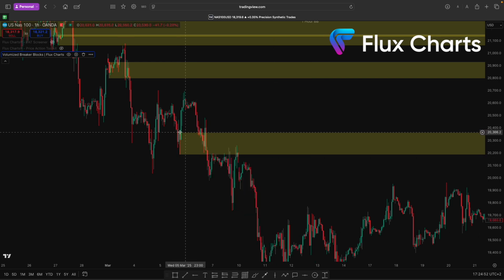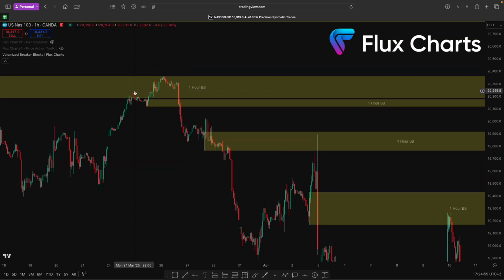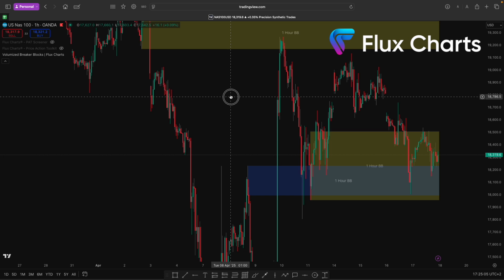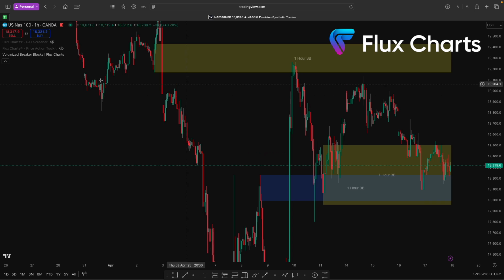Same with this example. Breaker block was created, broke through, retest, we came down. Breaker block was created right over here, broke through, retest, came down. And then we are here where we are now. So that's the first indicator. This is an absolute free one.